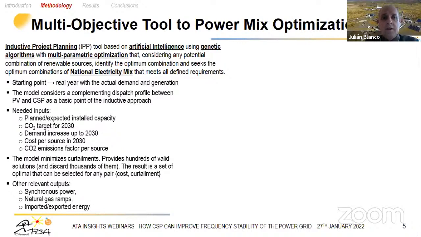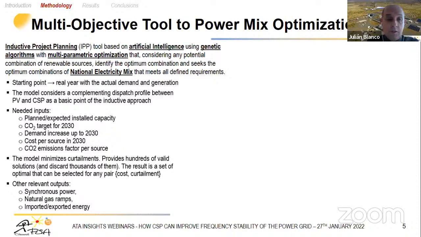The starting point is the real year with the actual demand and generation data. We complement it with the specific profile of PV and CSP that is historically available in that country. We have a specific number of inputs such as the planned installed capacity, the target of CO2 emission, the demand increase, the cost of all the sources, the CO2 emission, etc. And the model that has been developed minimizes curtailment and provides a number of valid solutions, discarding many of them, and in all of them the output is the pair given by the cost and the amount of curtailment that this mix produces.